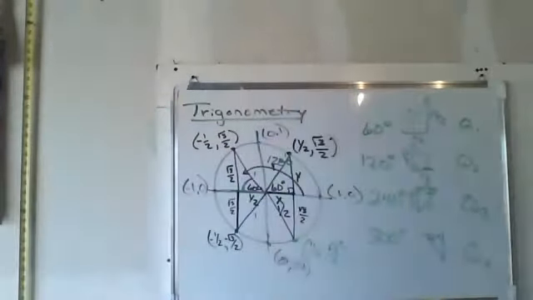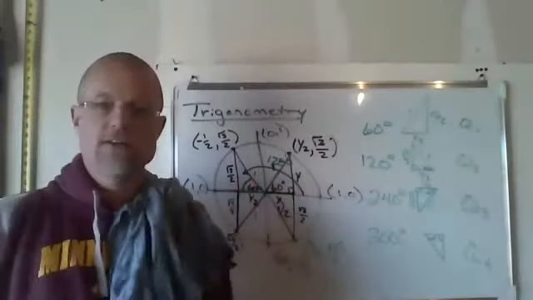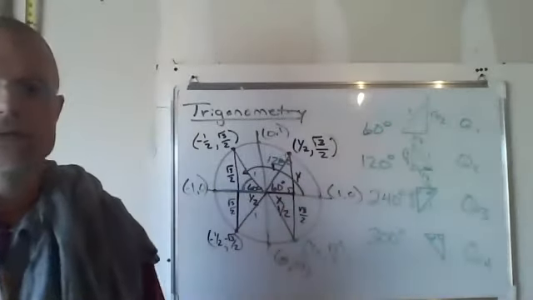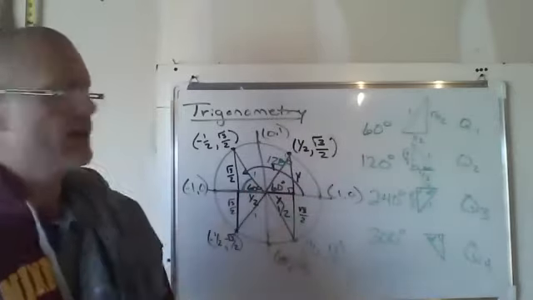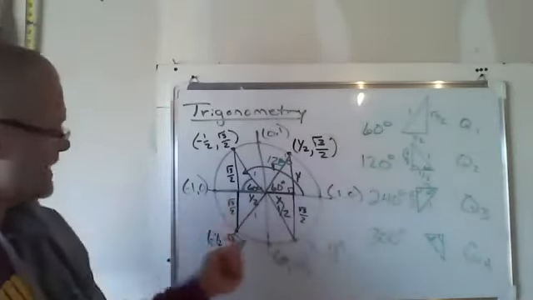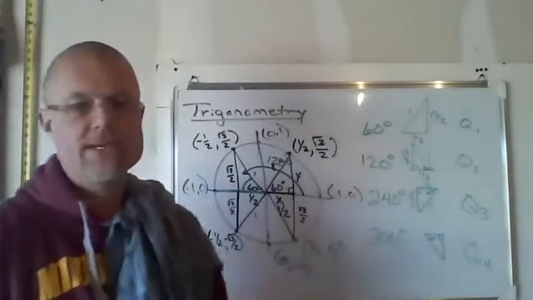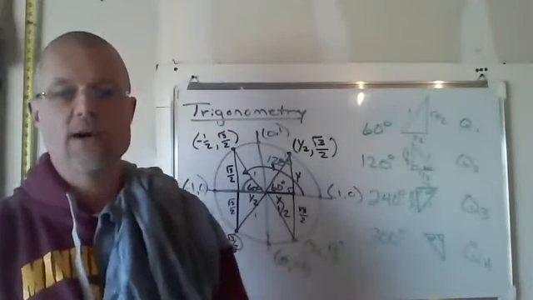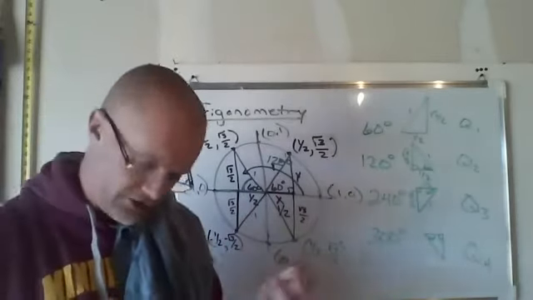Okay, this family of angles all make exactly the same triangle. They just make them in different quadrants. So the quadrant 1 family member is 60 degrees. The quadrant 2 family member is 120 degrees, and the quadrant 3 family member is 240 degrees, and quadrant 4 is 300 degrees. So those are all 60 degrees away from the nearest x-axis. So they all make the same triangle because they're 60 degrees from the x-axis.